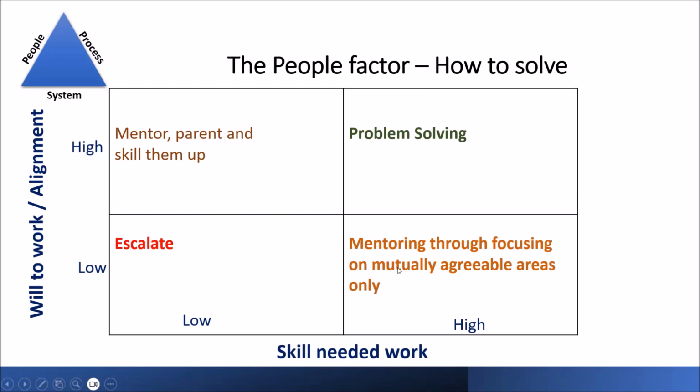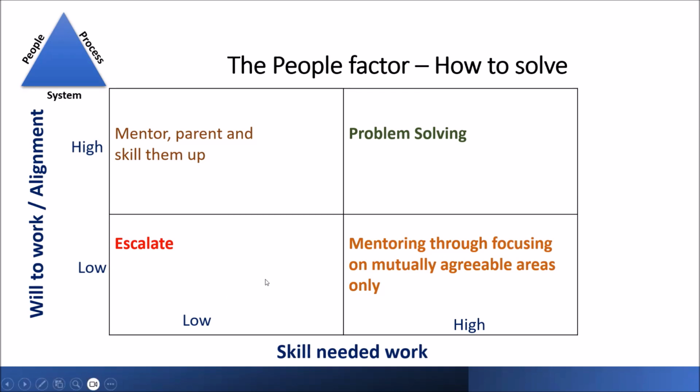And there are some people who are highly skilled, but their will to work or their alignment on team goals is low. So they fall under this quadrant here. So we have to mentor them through focusing on mutually agreeable areas only. They take a bit more time to bring a change because their alignment or their will to work is low. So here the change may take a bit more time, but however, we need to be patient and persistent.